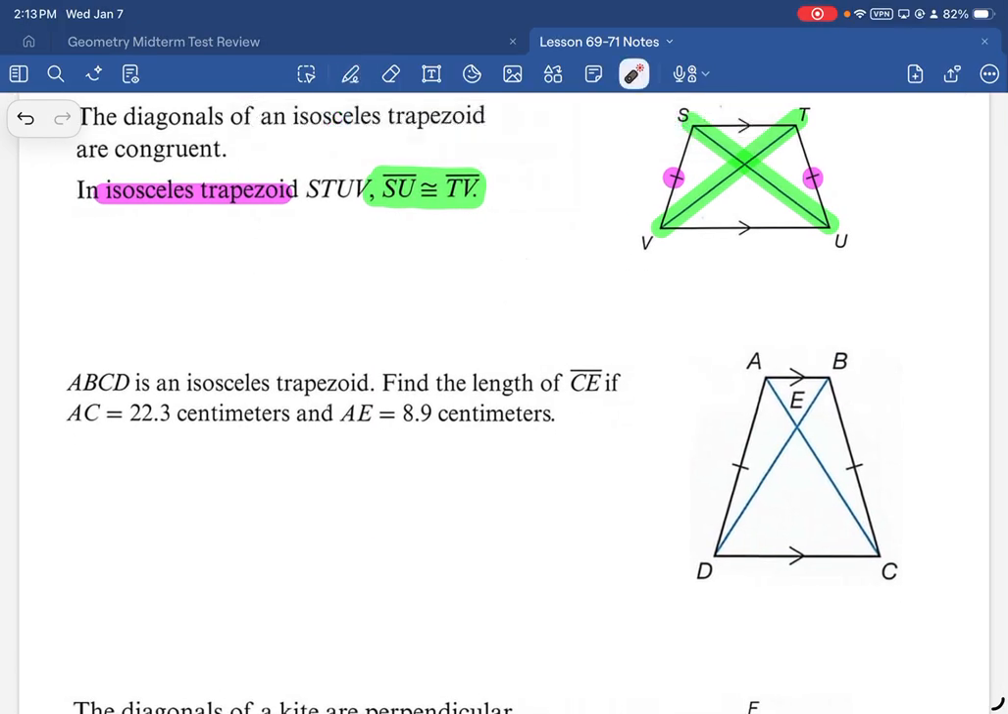It says ABCD is an isosceles trapezoid, and we know that from these tick marks. They want us to find the length of segment CE, so that's right here. If AC is 22.3, where's AC? So that's 22.3. And AE, where's that, is 8.9. So the whole thing is 22.3. Part of it's 8.9. They want us to find the other part.